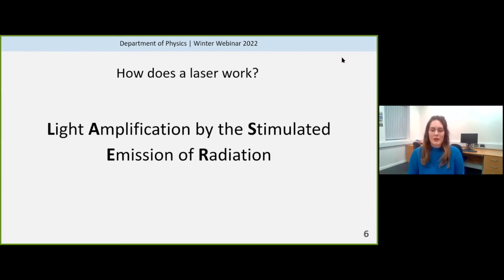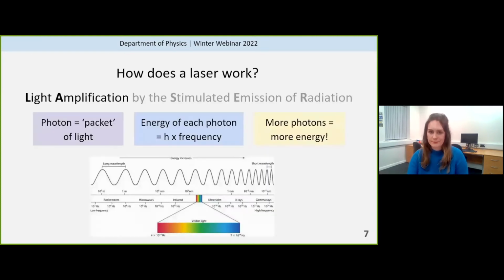Well, in terms of understanding how a laser works, you can actually technically look at the word laser itself, because the word laser is an acronym which explains how it works. So laser stands for light amplification by the stimulated emission of radiation. Now, I don't expect you to understand that purely just from reading that. I am going to delve into it in two separate parts to try and explain that a little bit further and help show you how a laser works.